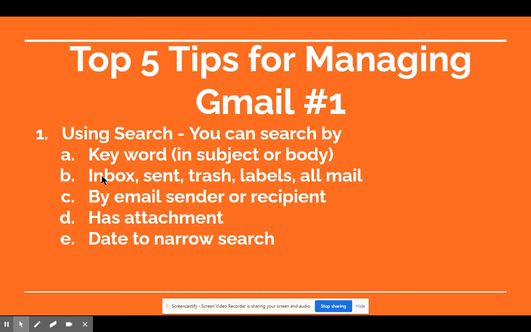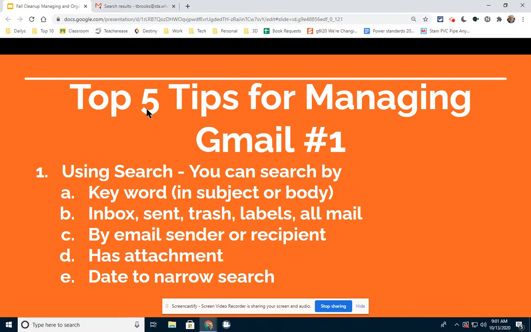We have folders, they call them labels. And we can look at our inbox, our sent, trash, different labels that we create, or all mail. We'll talk about that in a second. I can look at it by who sent it to me or who I sent it to. So the email sender, that's the person sending to me, or the recipient, meaning the person I sent it to, also has an attachment and date to narrow search. So these are all different things we can search for.